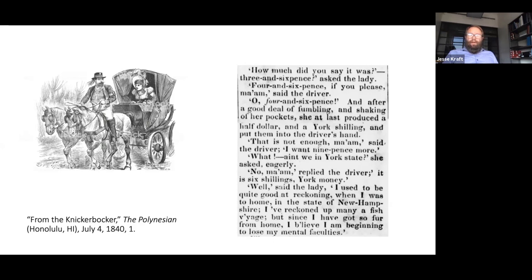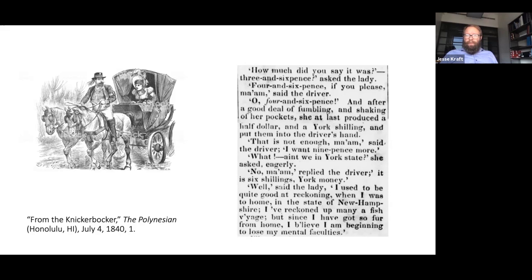"How much did you say it was?" "3 and 6 pence," asked the lady. "4 and 6 pence, if you please, ma'am," said the driver. "Oh, 4 and 6 pence." And after a good deal of fumbling and shaking of her pockets, she at last produced a half dollar and a York shilling and put them into the driver's hand. "That is not enough, ma'am," said the driver. "I want 9 pence more." "What? Ain't we in New York State?" "In New York State?" she asked eagerly. "No, ma'am," replied the driver. "It is 6 shillings York money." "Well," said the lady, "I used to be quite good at reckoning when I was to home in the state of New Hampshire. I've reckoned up many a fish voyage, but since I've got so far from home, I believe I am beginning to lose my mental faculties."